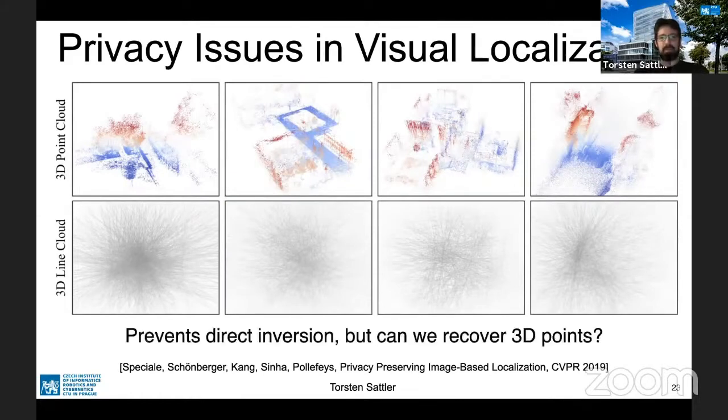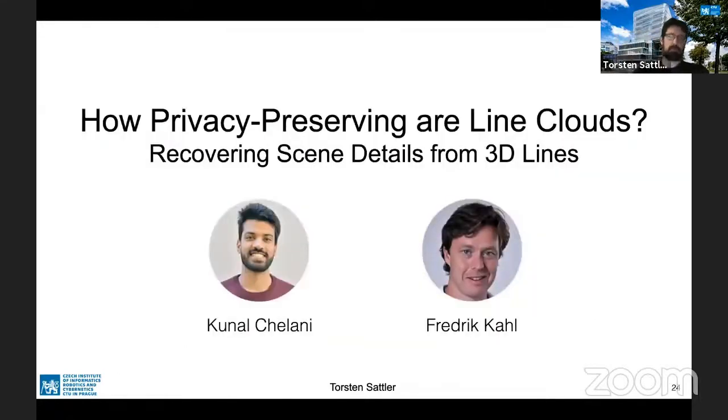But this directly prevents this inversion process because you can't project 3D points into images anymore. But the question is, can you actually recover 3D points from those lines? And this is a second paper that I want to talk about. This is joint work with Kunal Shilani, the first author of the paper, and Frederick Kahl from Chalmers University.